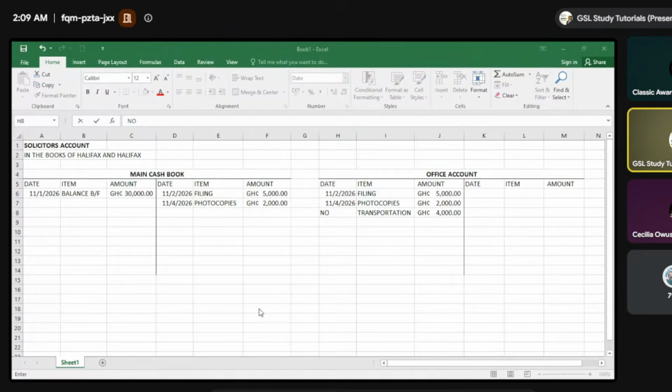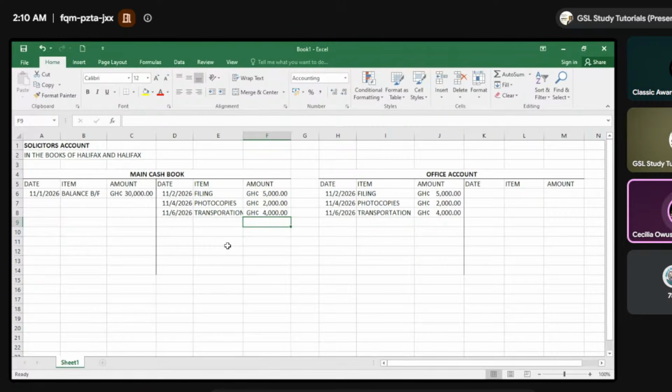November 4th. So I did for one side. No, November 6th. The transportation. November 6th. Yes. So I'm here to do for here, November 6th. So transportation, yes. 4,000. Great.